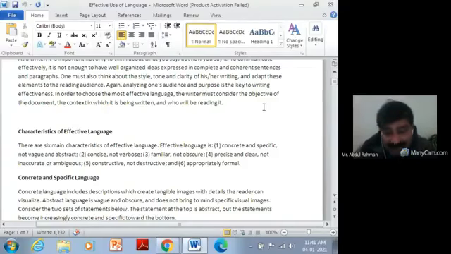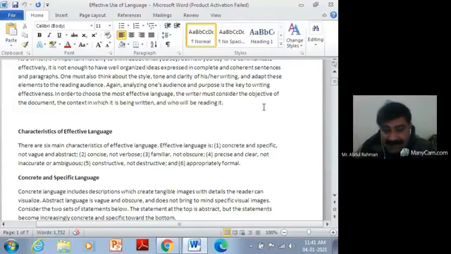Then the second characteristic of an effective language is that it is concise, not verbose. It doesn't have that verbosity of words. Then the third is familiar, not obscure. That means the language the writer is using is familiar to the norms, to the culture, and to the individual who is reading the document. Then the fourth characteristic is precise and clear, right? And at the same time is clear in expression, meaning and purpose.